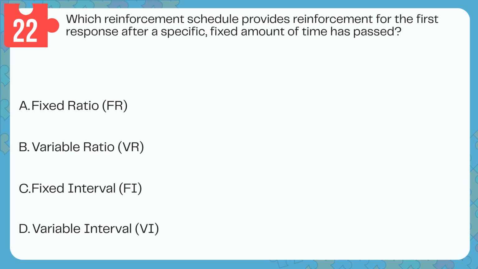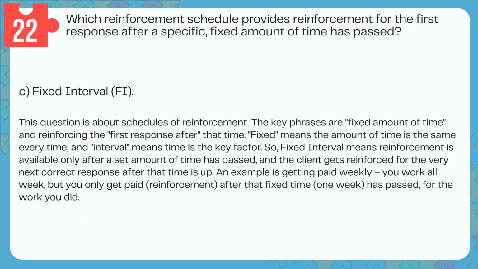Question 22. Which reinforcement schedule provides reinforcement for the first response after a specific fixed amount of time has passed? A. Fixed ratio, FR. B. Variable ratio, VR. C. Fixed interval, FI. D. Variable interval, VI. Answer: C. Fixed interval, FI.